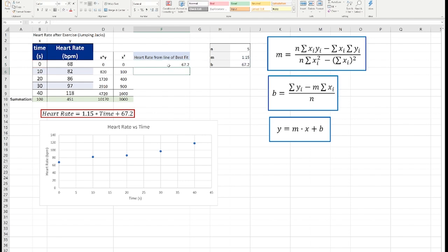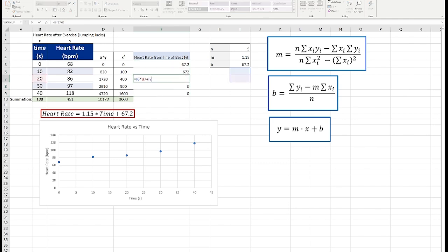And that makes sense. It's 67.2. My time is 0, so my y-intercept is 67.2. So it should be that value. If I drag it down, remember, don't include the summation values. We're only using our raw data. I get zeros for some of my terms, and I'm feeling like that's probably an error.